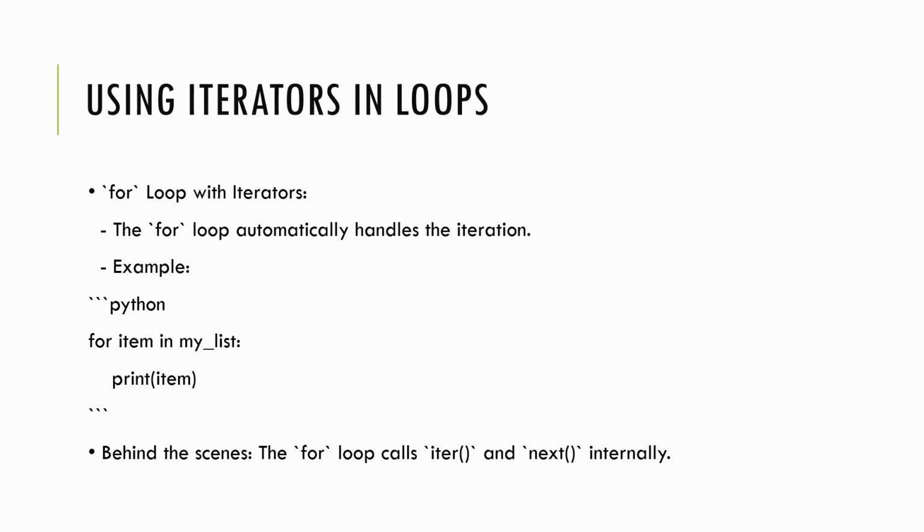One of the most common ways to use iterators is with a for loop. The for loop automatically handles the iteration process by calling iter and next behind the scenes. With this, you can loop through all the elements in a collection without manually managing the iteration. This makes your code cleaner and more readable.